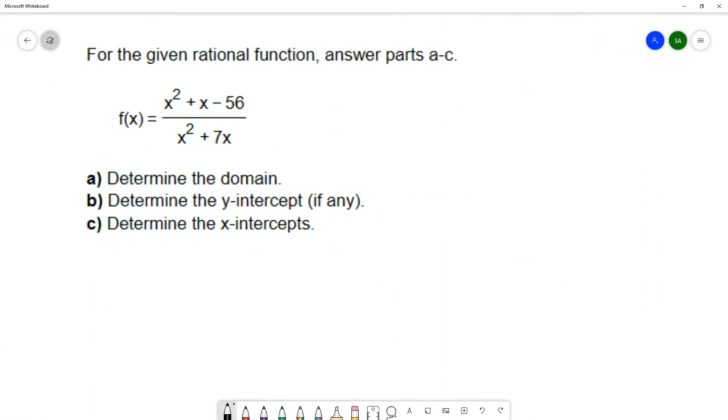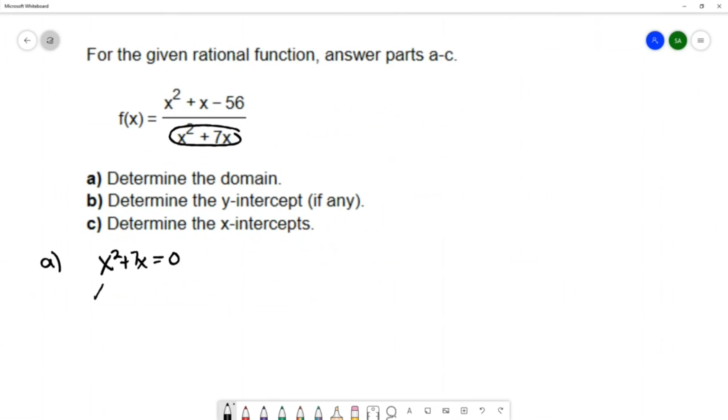So let's start with the domain. When we have a rational function, we have variables in the denominator. And if there is a 0 in the denominator, we have that division being undefined. Division by 0 is undefined. So that's our concern when we find the domain. We take the denominator, which is x squared plus 7x. We set that equal to 0, and we're going to solve.